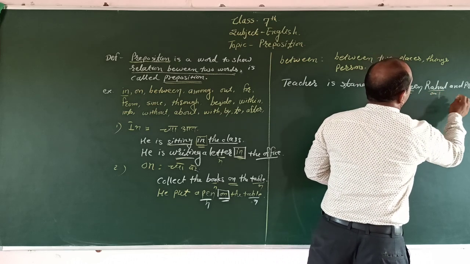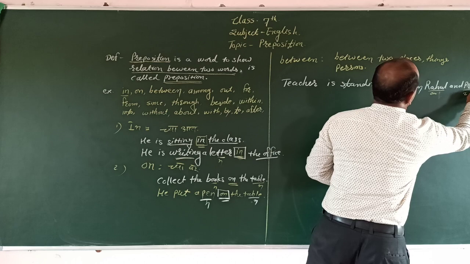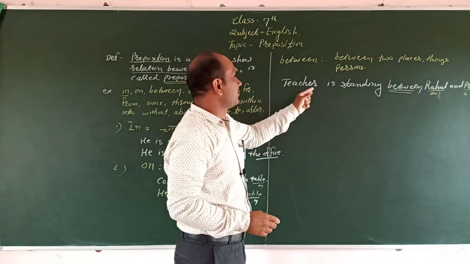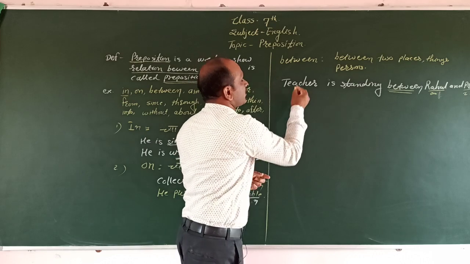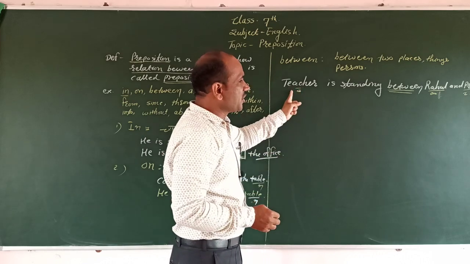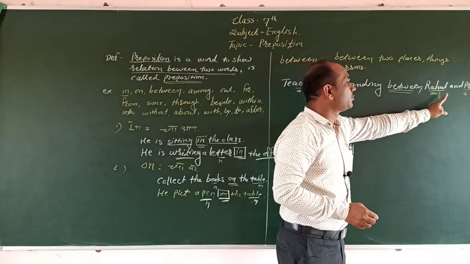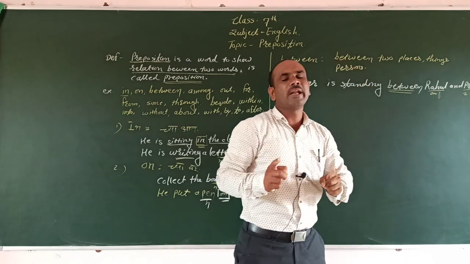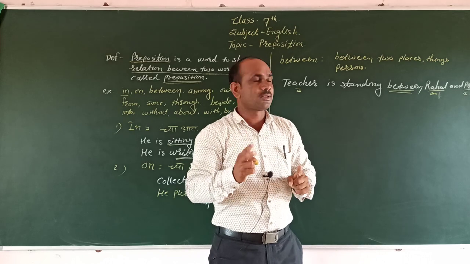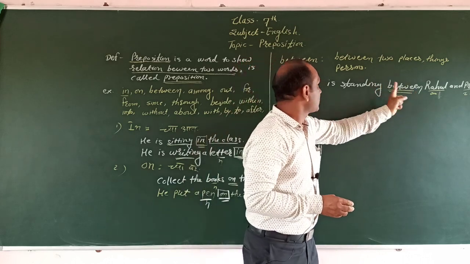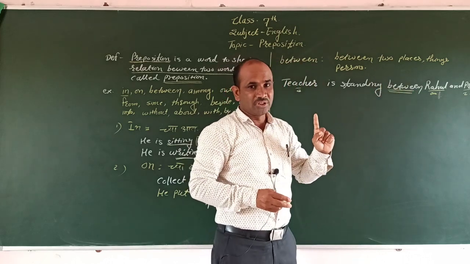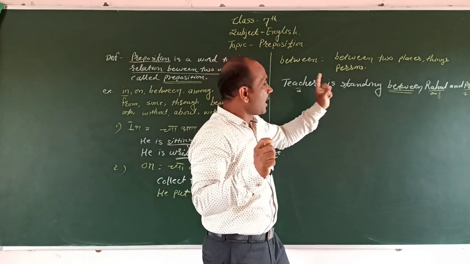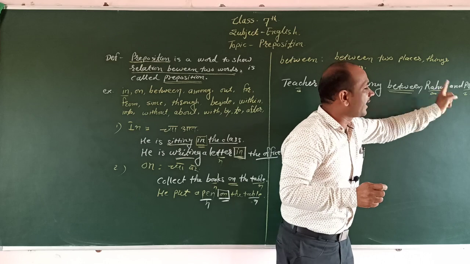Rahul is one person and Priya is a second person. Here teacher is standing, which means the third person is a teacher. This teacher is standing between the two persons. That person's name is Rahul and Priya. Rahul and Priya, they are the two persons, and between the two persons, teacher is standing. We discuss here, teacher is the third person, and the main two persons are Rahul and Priya.